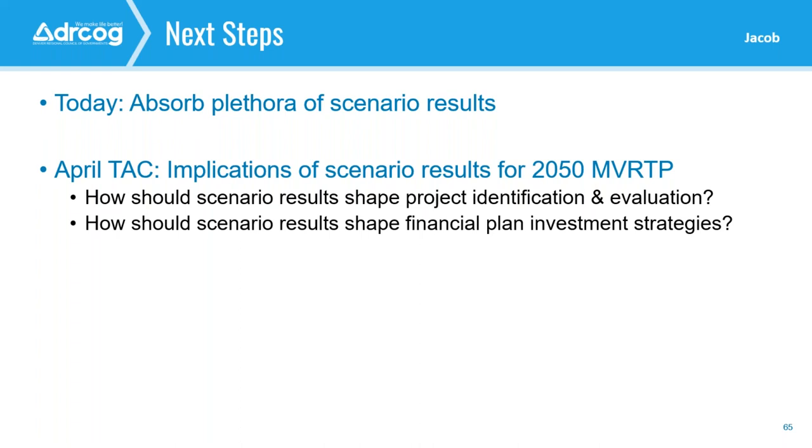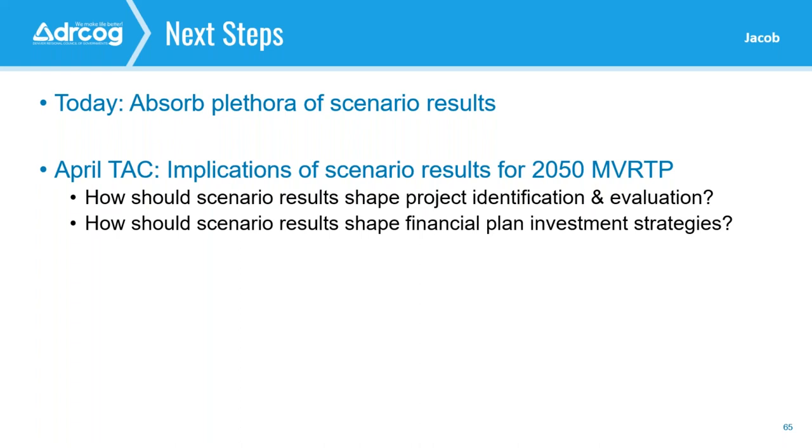there's a lot of additional data and information. As I said at the beginning, we anticipate having this session with our board in their work session on April 1st. I believe we're also going to have a similar conversation with the Regional Transportation Committee at their April meeting. And then we want to come back to you at your April Transportation Advisory Committee meeting and start talking about the path forward for the 2050 MVRTP. What are the implications of these results for how we start putting the plan together?